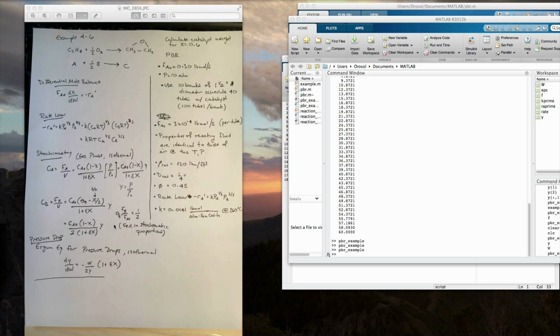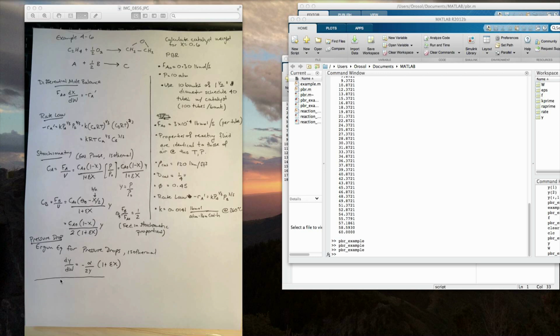And then theta B is equal to FB divided by FA naught. This is actually FB naught divided by FA naught. And it tells us in the problem that it's fed in stoichiometric proportions, so we know that theta B is 1/2. So if we plug in the 1/2 and then pull out the 2, we get this equation.